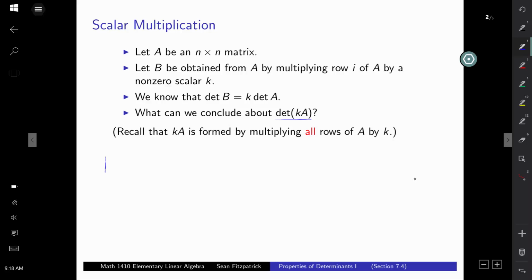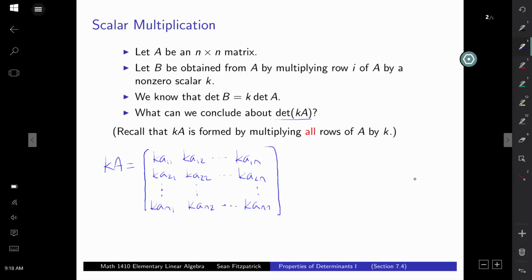So think about this. So k times A is going to be, okay, so it's ka11, ka12, all the way down to ka1n, ka21, ka22, ka2n, down to kan1, kan2, kann. Okay, well, we know that if you factor a scalar out of one row, you get a k out front of the determinant.